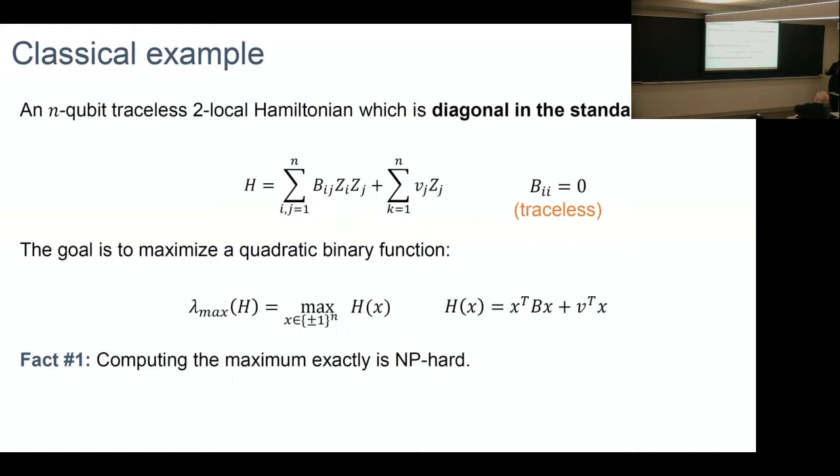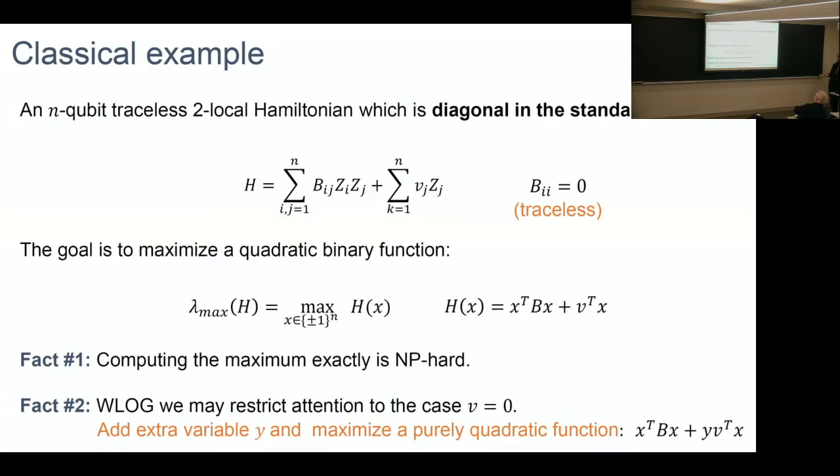Again, carrying on from what we saw earlier, a trivial fact is that we can restrict our attention to the case where this linear term is 0. The reason is that we can add an extra variable y, and it suffices to maximize this homogeneous quadratic function, and show that the maximum is the same.